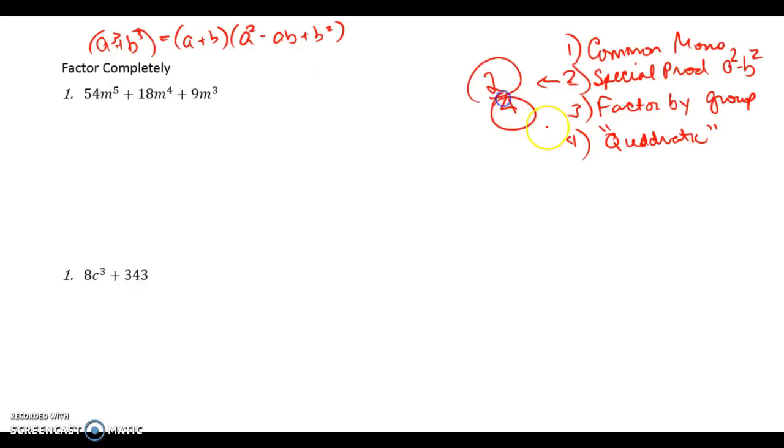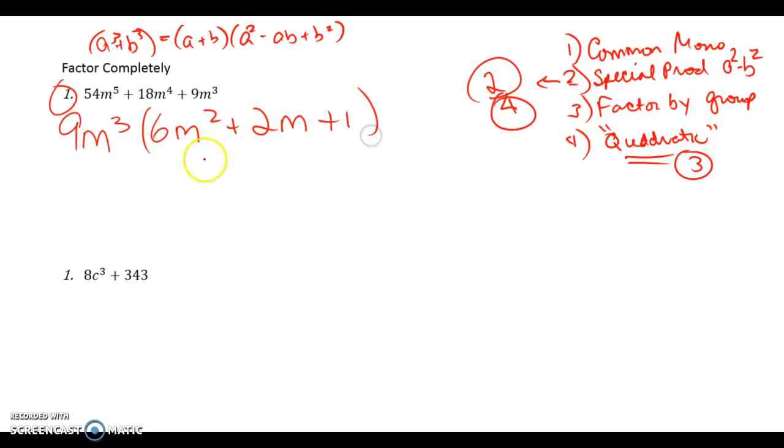Factoring by grouping is if we have 4 terms, what do we do? And then quadratic looks like what we're used to seeing, 3 terms. So when I look at number 1, and actually they're all numbered 1 because I copied them in here, I'm going to see that I can pull out a common monomial term of 9m cubed. And what's left? I have 6m cubed plus 2m plus 1. Well, it turns out I cannot factor this any further. So this is my answer. All right?